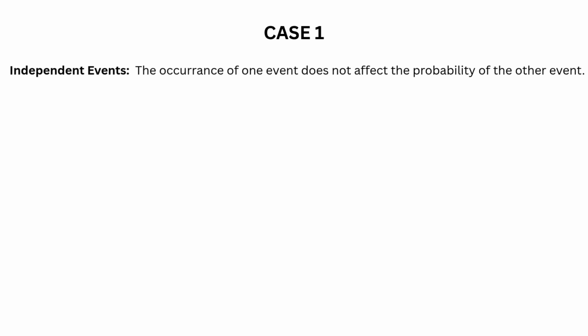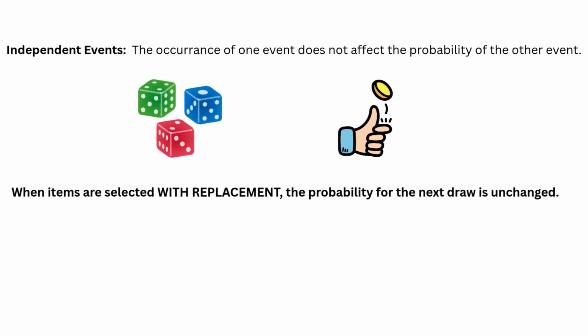For case 1, we have what are called independent events. That means the occurrence of one event does not affect the probability of the other event. We've already seen that when we looked at rolling number cubes and flipping coins. If I roll the green number cube, that does not impact the probability of what I might get on the blue number cube. If I flip a coin and get heads, then when I flip the coin again, I still will have the same 1 out of 2 or 50% chance of getting heads on the next draw.